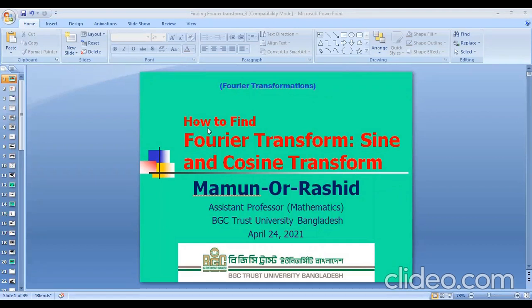Now we look at how to find the Fourier sine transform and Fourier cosine transform. We have to use four formulas: for the Fourier sine transform and inverse Fourier sine transform, and the Fourier cosine transform and inverse Fourier cosine transform.